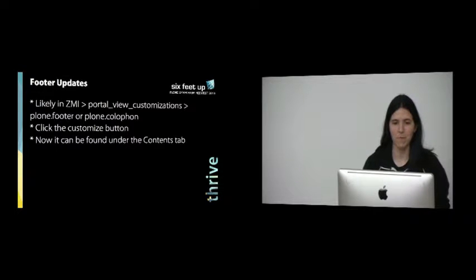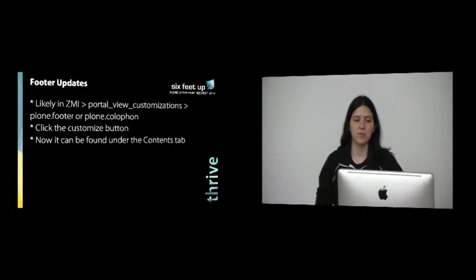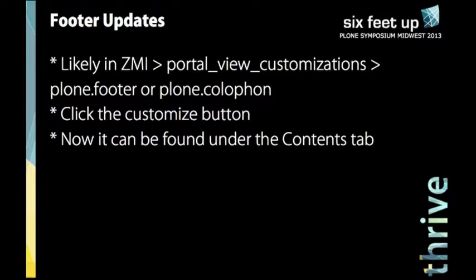So let's say you need to make some updates to the footer. Likely you're going to be able to find the footer inside of Portal View Customizations, and then you'll see a plone.footer or plone.colophon. And you can use a web inspector to figure out exactly which one you need to edit, such as Firebug within Firefox. You can look at the code and see what it is you want to change, if there's an address down in the footer or something, and see what div is containing it. So if it's inside portal under footer, then you're going to look in the footer template, or if it's in the colophon.